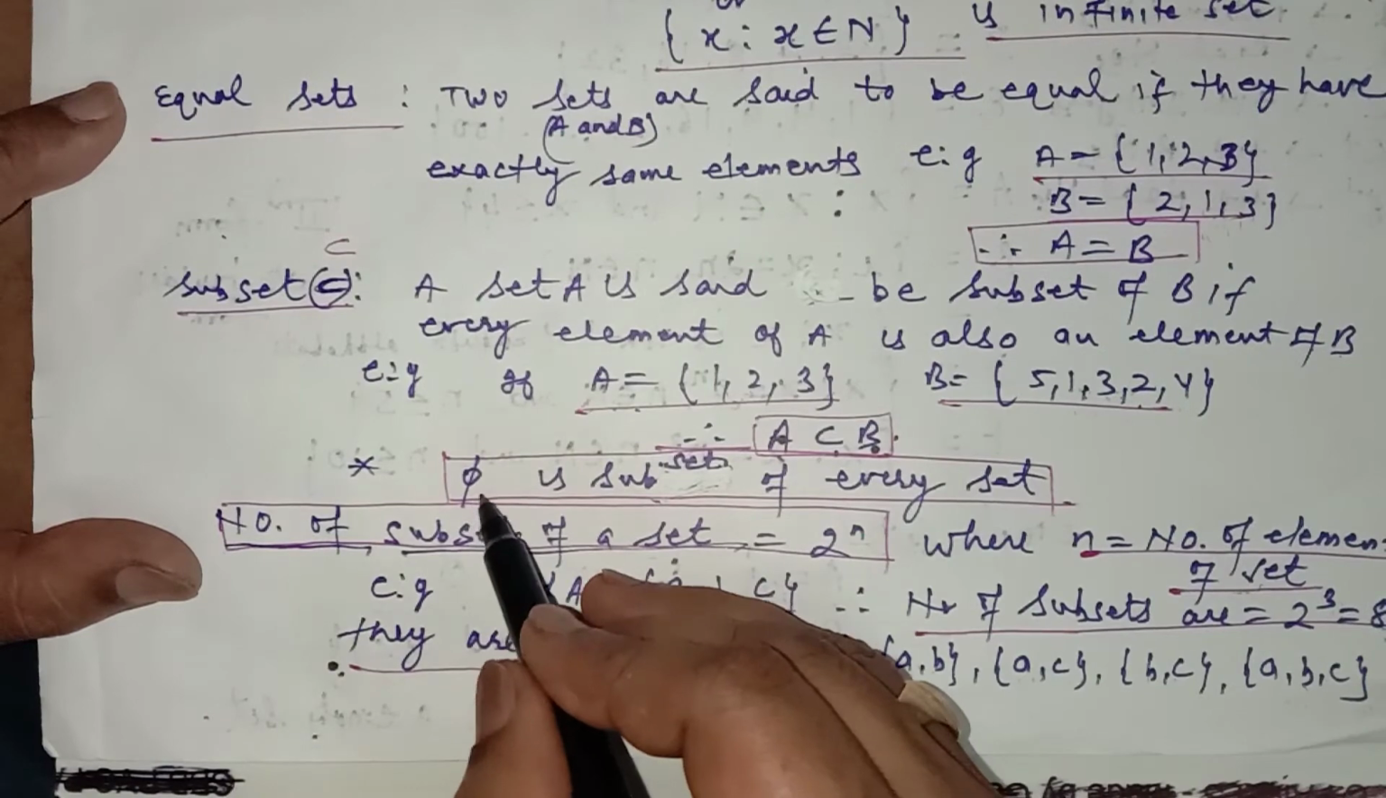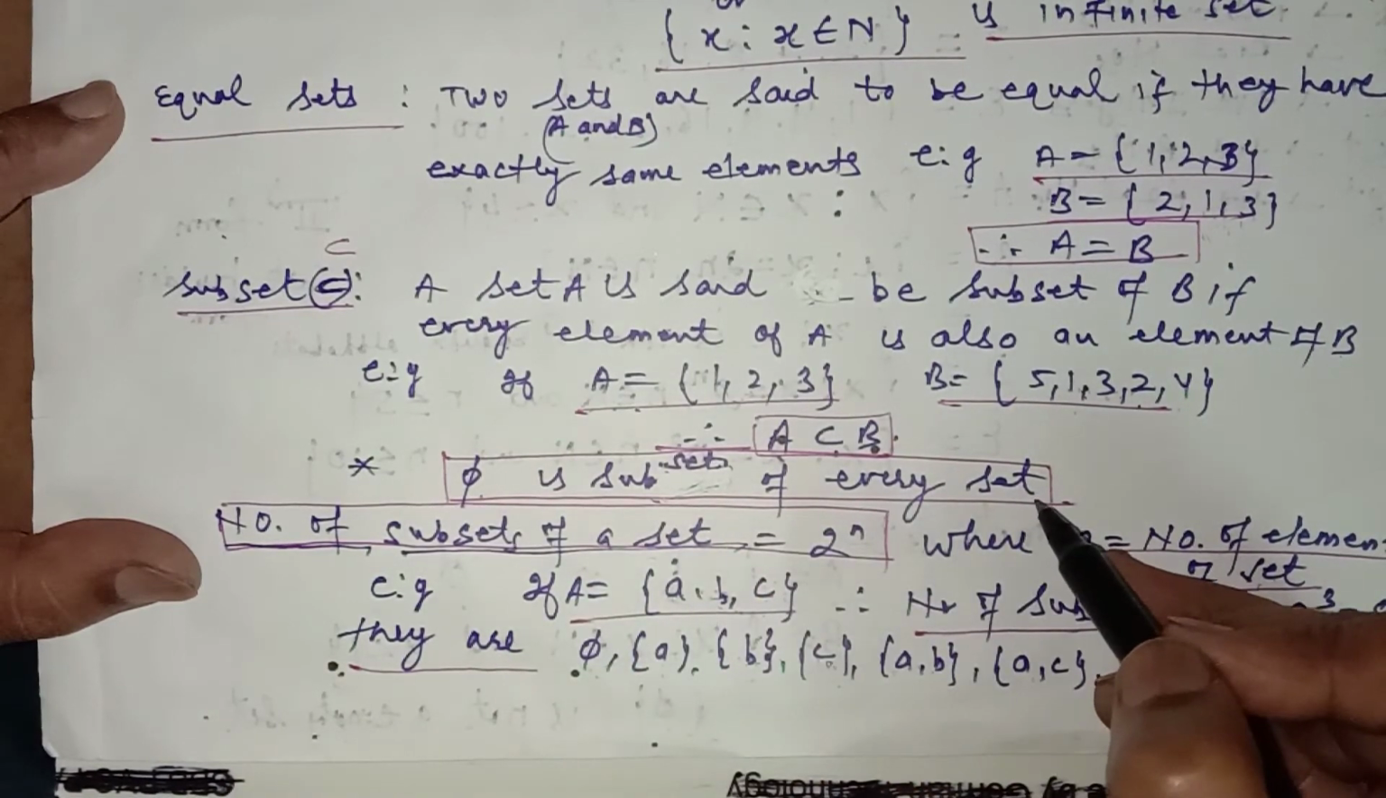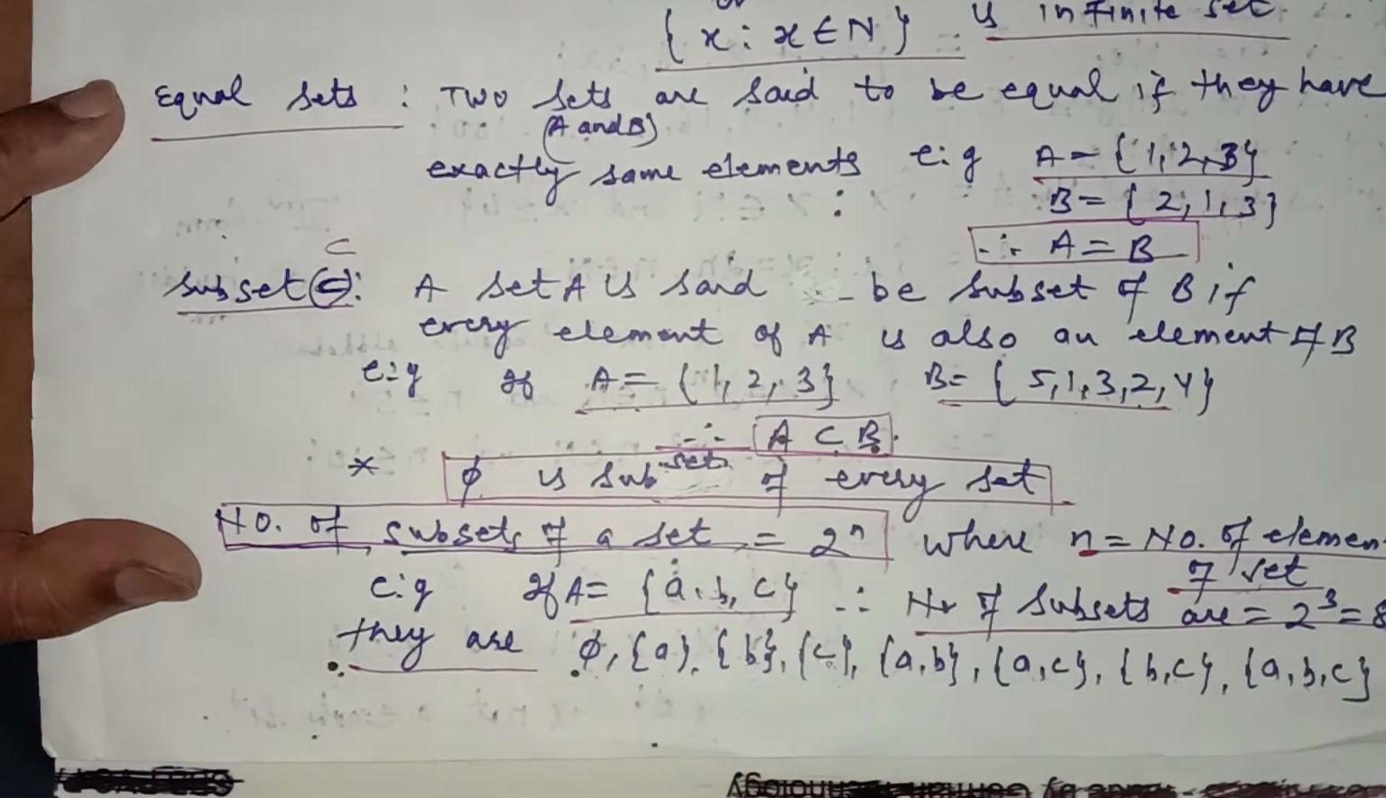Now you have to learn it. Phi is a subset of every set. The empty set is a subset of every set. We'll discuss it in the exercise.